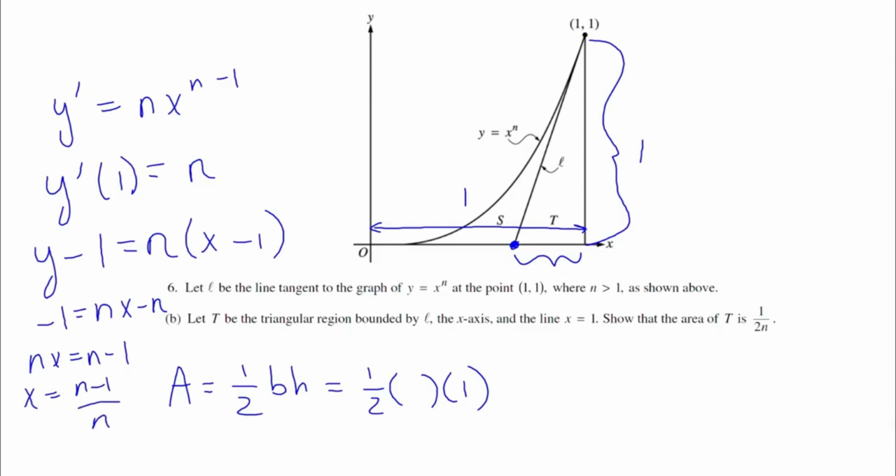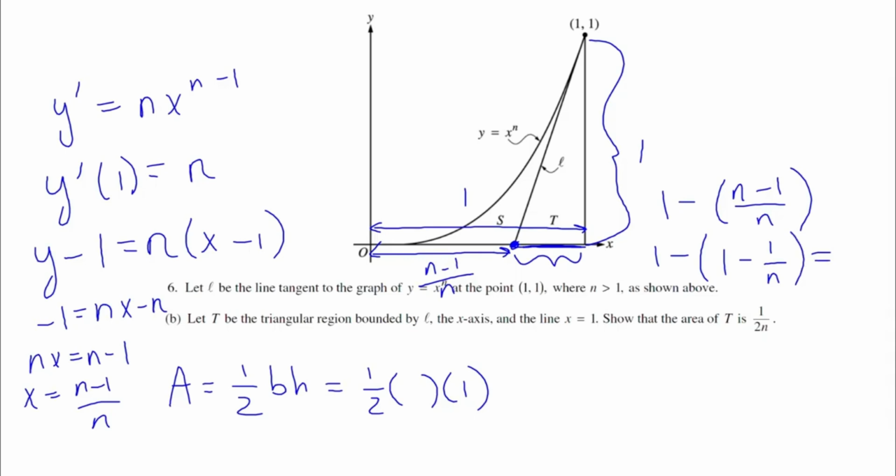And that's the intercept. So this distance here is n minus 1 over n. And so this distance here for our base is 1 minus n minus 1 over n. And of course, if we simplify that down, we can see that's just 1 minus n over n, which is 1, and then minus negative 1 over n. If I distribute that through, we just get 1 over n. 1 minus 1 is 0, and the remaining term is 1 over n. So we end up with 1 over n as our base, telling us that the area is 1 over 2n, just like it wanted us to show.